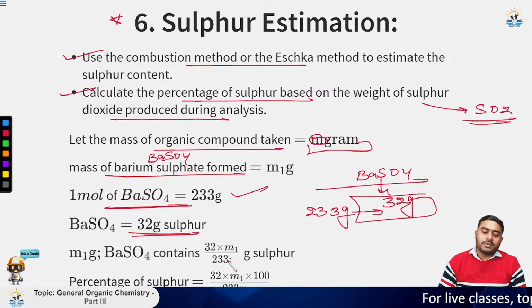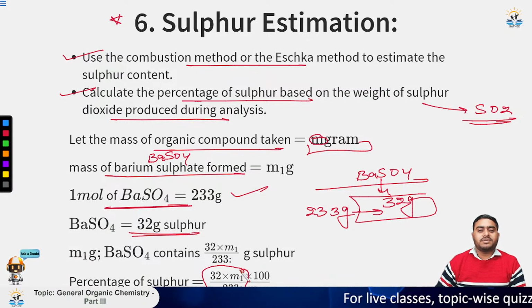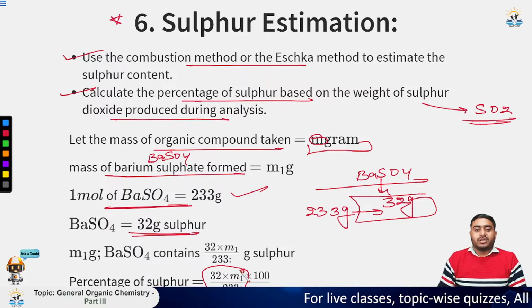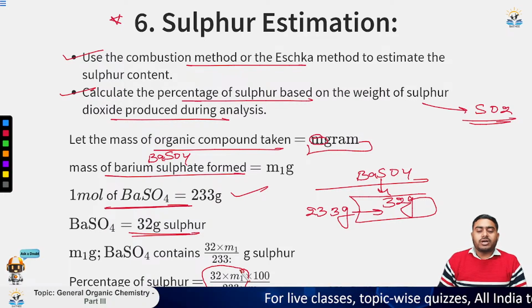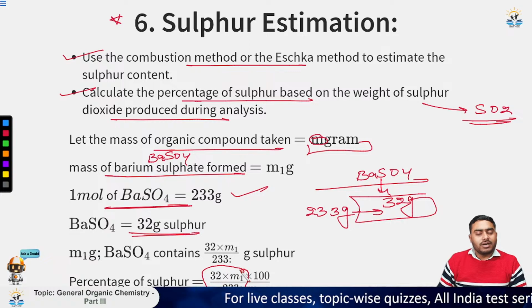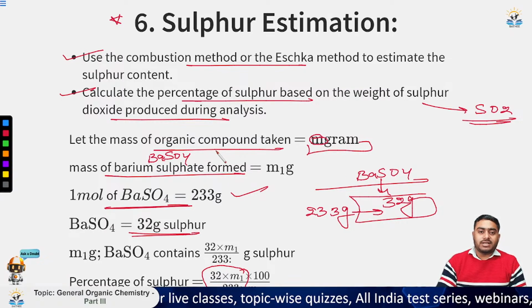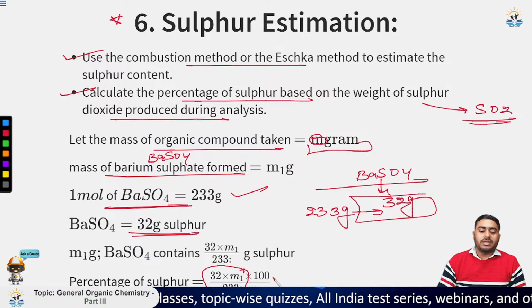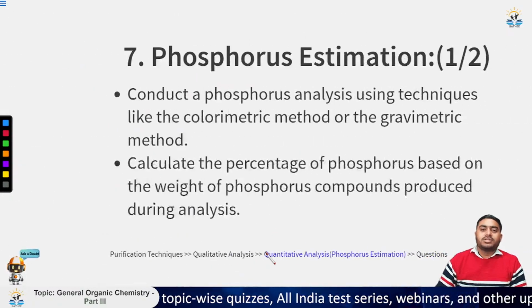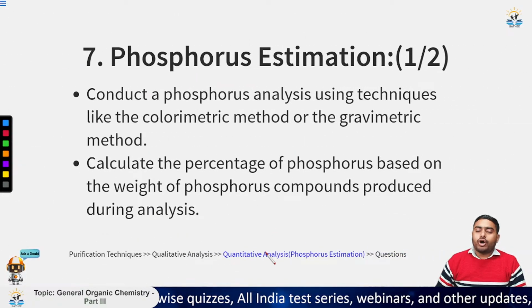Then how can you calculate the percentage? So this is the amount that you want to calculate. That means this is the amount of sulfur divided by total, right? So 32 into m1 divided by 233 into m. M is the total mass, right? You can see, of organic compound taken, multiplied with 100 percentage. This is the estimation of sulfur.